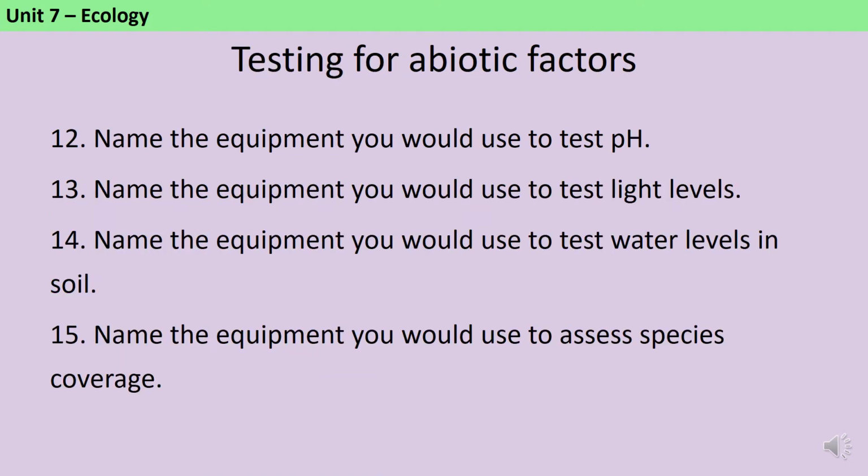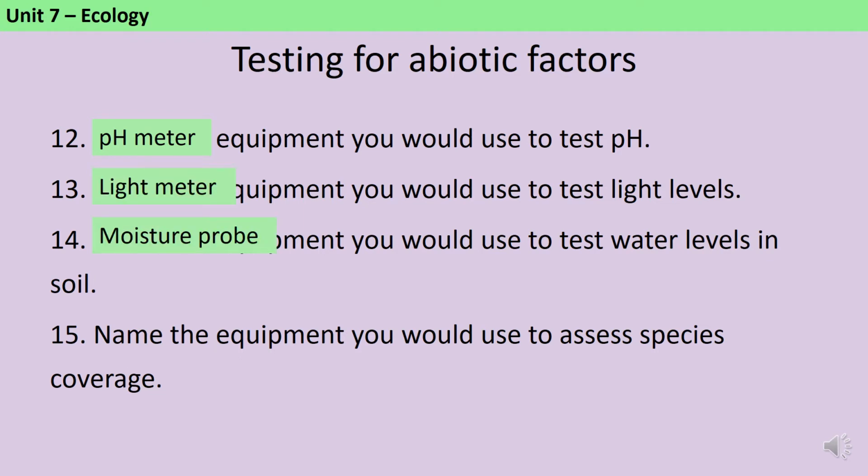It's important that you know the proper names for the pieces of equipment that we use to assess abiotic factors. So to test for soil pH or soil acidity, we use a pH probe. To test for light levels, we use a light meter. To test for water levels, you use a moisture probe. And to assess species coverage, you use a square or rectangular frame called a quadrat, which may or may not have internal divisions.